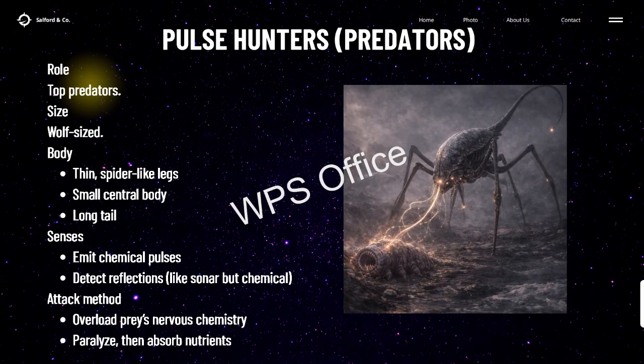Pole hunters, or predators. Role: top predators. Size: wolf size. Body: thin, spider-like legs, small central body, long tail. Senses: they emit chemical pulses and detect reflections, like sonar but chemical. Attack method: overload the prey's nervous chemistry, paralyze, then absorb nutrients. Why realistic? Similar to spiders, octopuses, and electric eels.